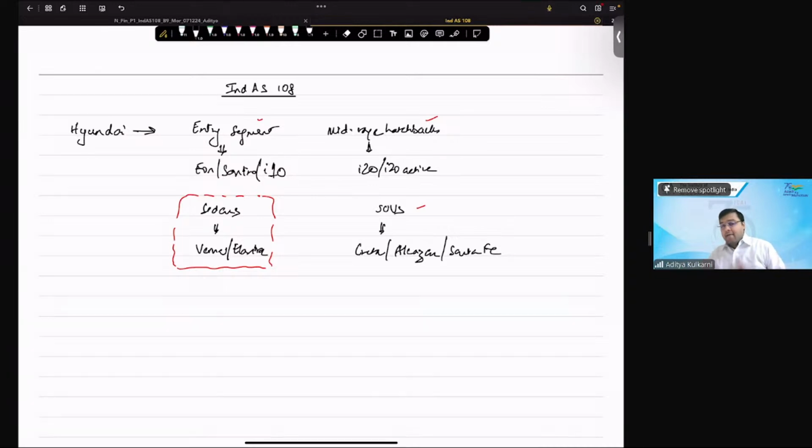But now when I come to Ind AS 108, Ind AS 108 tells, wait, this is not something that an accountant sitting in the back office can decide. There has to be a connectedness between the business, the way the management views the business, and the way the numbers are being projected. So what Ind AS 108 does is, it introduces something known as a CODM, in short for Chief Operating Decision Maker.